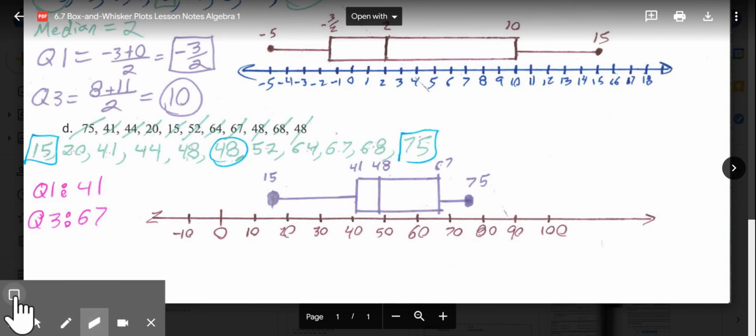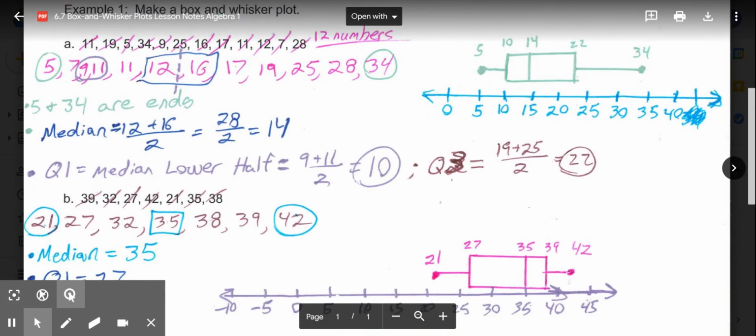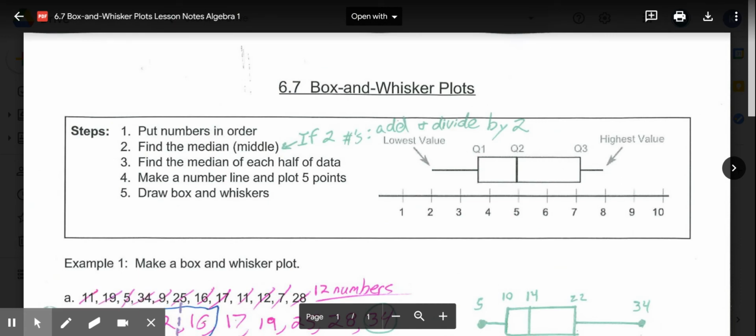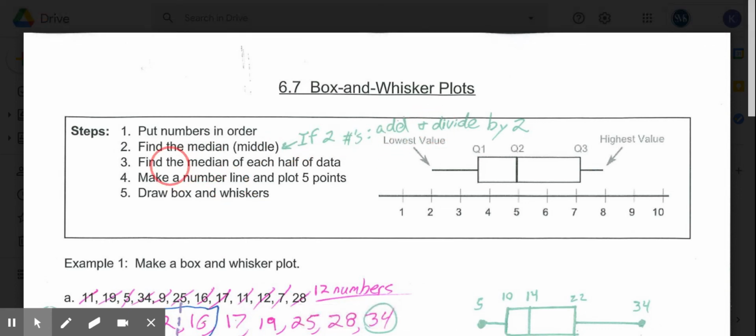So again, the key to this lesson is to take the time to make sure you put your numbers in order and be careful with finding the original median of the list and then the median of each half of the data.